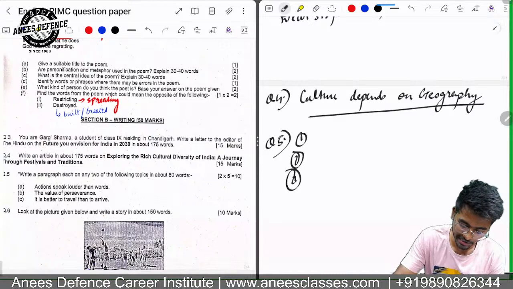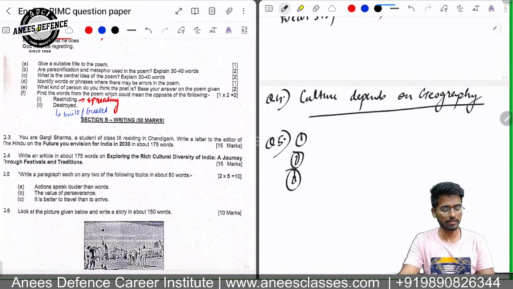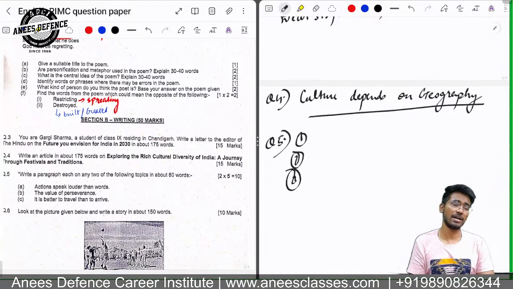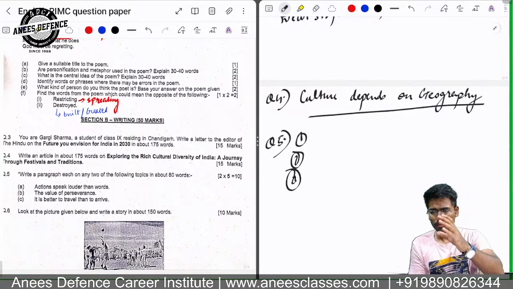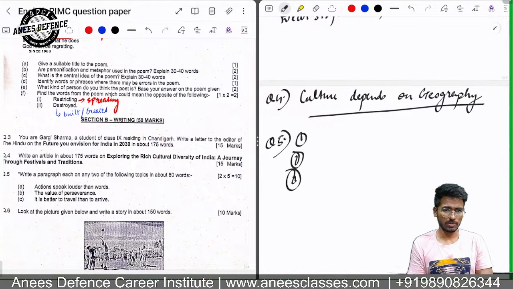The third is nothing but it is better to travel than to arrive. Now what can we write in this specific statement? It is about the journey, not the goal. Many of you are preparing for the RIMC, Sainik School, Navodaya. The highest students are preparing for NDA examination, CDS examination to get into the armed forces. So they are on a journey. They have a goal, but there is a journey for that goal. So the line itself says you should enjoy the journey rather than the goal.